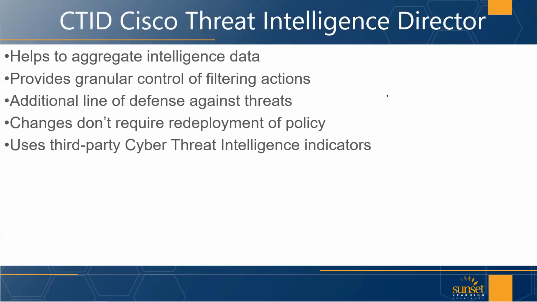CTID. So CTID is for third party. It's my Cisco Threat Intelligence Director. Remember we said we have Talos? Well, we might also get feeds from, if we don't have just Talos, maybe we have Alien Vault, which is now part of AT&T. Maybe we have to have their feed also, okay? So we would bring the Alien Vault feed into my CTID on the FMC, and that's going to help aggregate intelligence data, let you have granular control of your filtering, okay? Additional line of defense against your threats. I don't have to do redeployment of policies, so that's nice. I don't have to redeploy, it just takes and uses it. Okay?